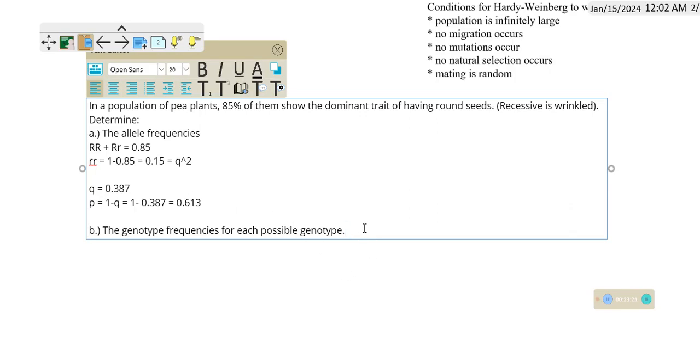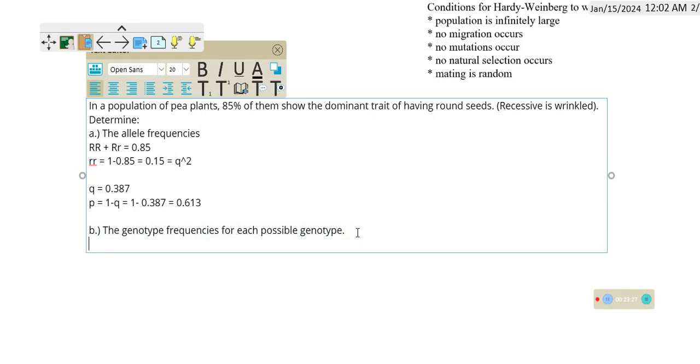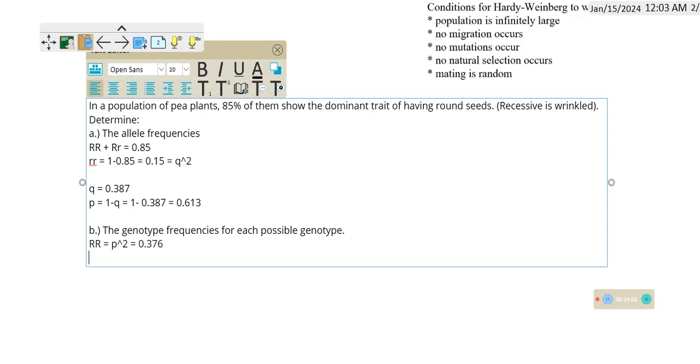Now if I want to find genotype frequencies, I can go into this and say, well, P squared, that's going to be my big R. So big R is equal to P squared, which is equal to 0.613 times 0.613. And we end up with 0.375769, so that'll round to 0.376. By the way, you should be actually running these numbers on your own calculator as well.